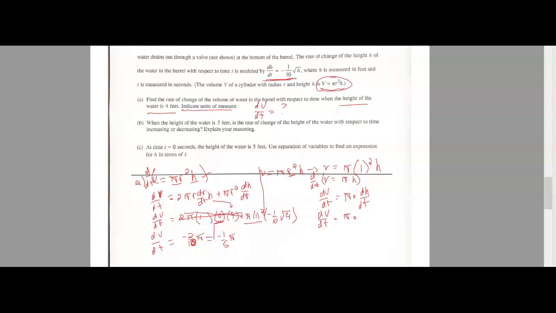Plug in your dh/dt, which you were given up here again at the top, negative 1/10 times root h. We now know our h is 4. You'll get that negative 2/10 pi, which reduces down again to negative 1/5 pi.